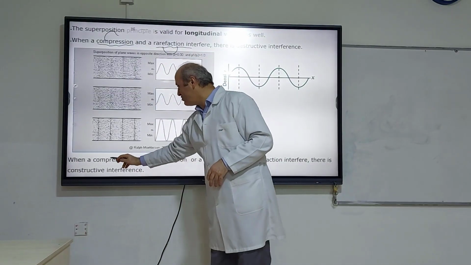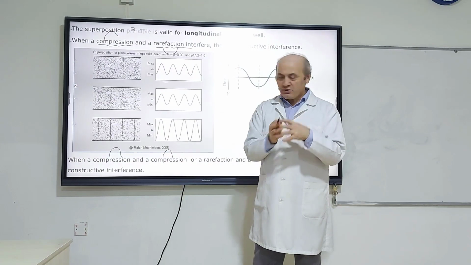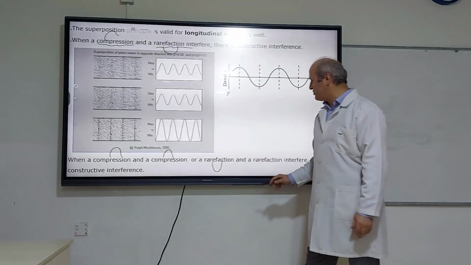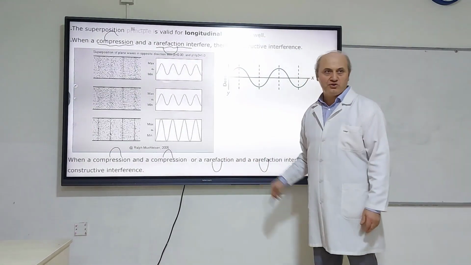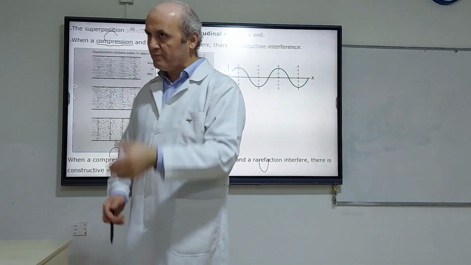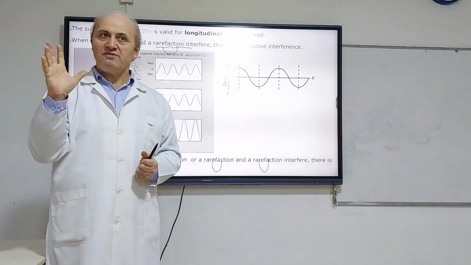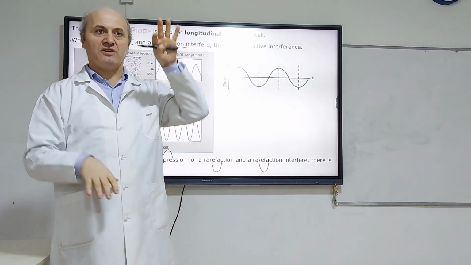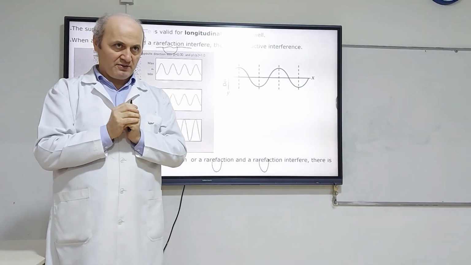But if a compression, the crest, meets another compression, another crest, or a rarefaction, the trough, meets another rarefaction, they form constructive interference. Rarefaction to rarefaction, which is the stretched region, or compression to compression, form constructive interference. One rarefaction and another compression meet, they form destructive interference.